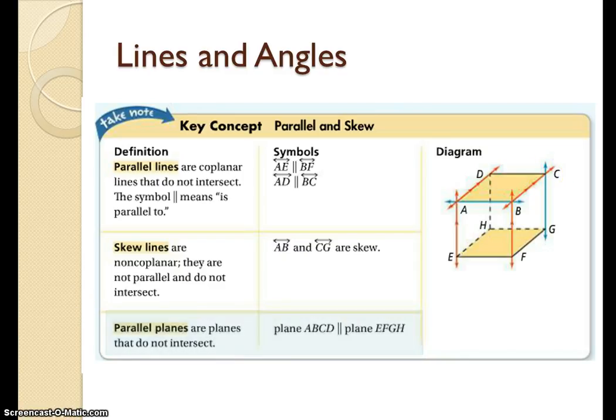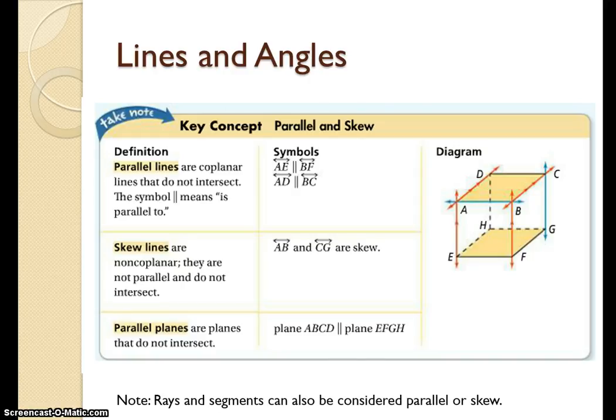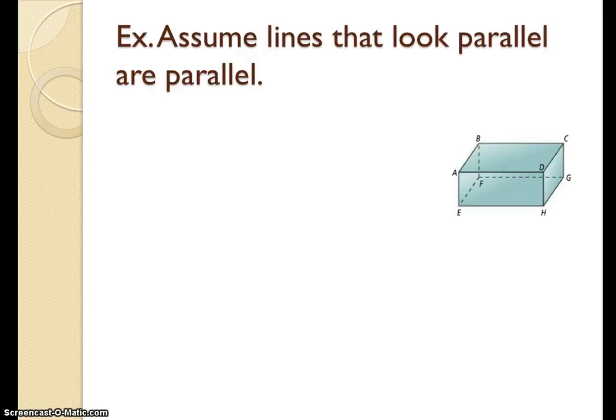And then we also have ourselves parallel planes. Remember, we name planes using at least 3 points that are non-collinear. So for example, plane ABC. And we still use the same symbol, the parallel, the two lines right next to each other, and plane EFG. Okay. Now, line segments can also be considered parallel or skew. We just went through that, and I just specified it for lines right now.